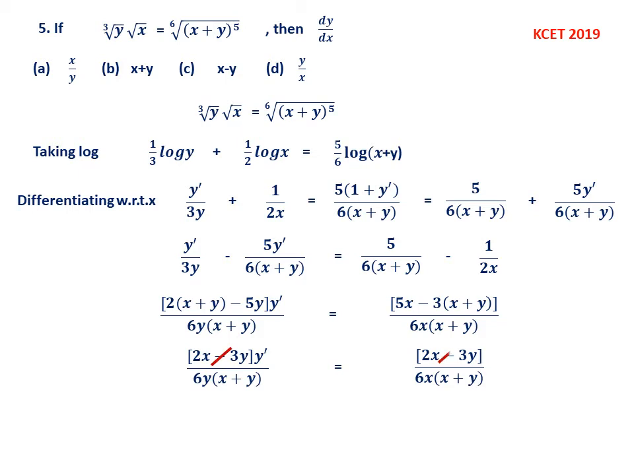Now it is very clear, so the common terms should be cancelled. 2x minus 3y is common for the left side as well as the right side. Then 6 is also common, that you can cancel. Then x plus y is also common, you can cancel. Therefore definitely y dash will be equal to y by x, because y is in the denominator of the left side, that should be cross multiplied. So y dash equal to y by x. Therefore the option is D. So this is the fifth question.